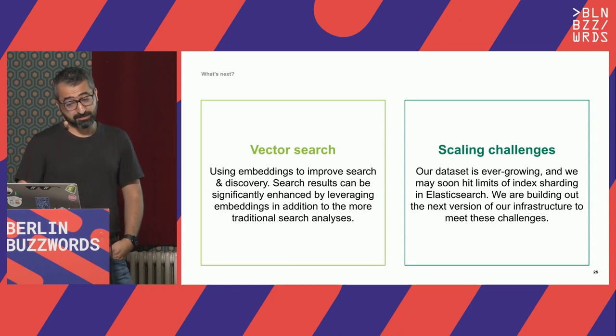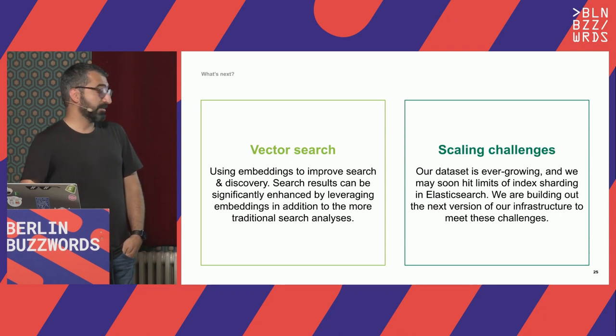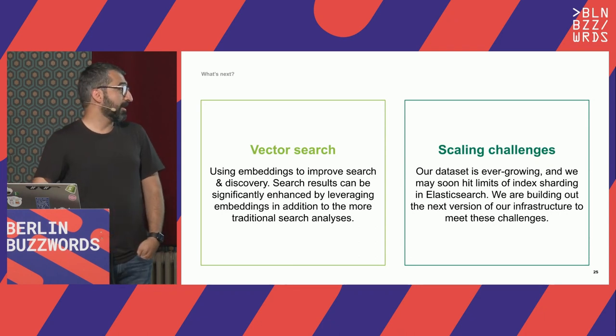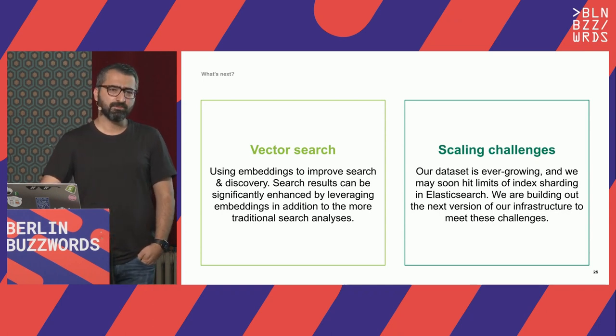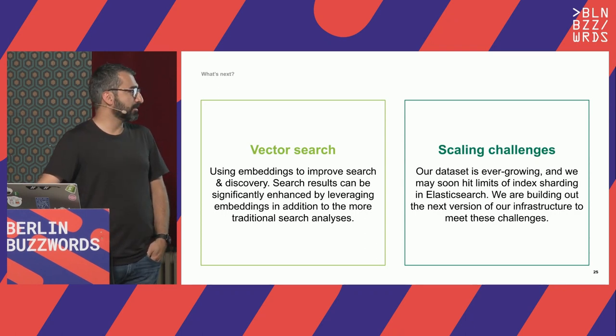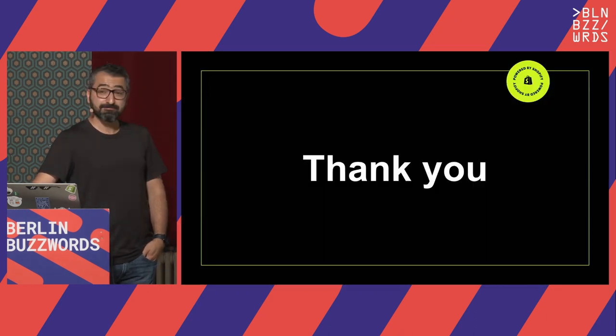And then speaking of scale, our data is growing and we are probably going to hit some of the limits in Elasticsearch. For example, I think there's a 1024 limit on shards in Elasticsearch. We're not too far off from there. So that's the next thing we're building, is how do you deal with those kinds of limitations as you scale out even further. That's it. Thank you very much.